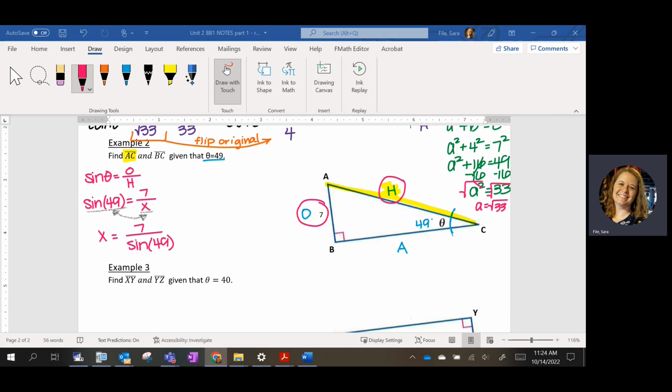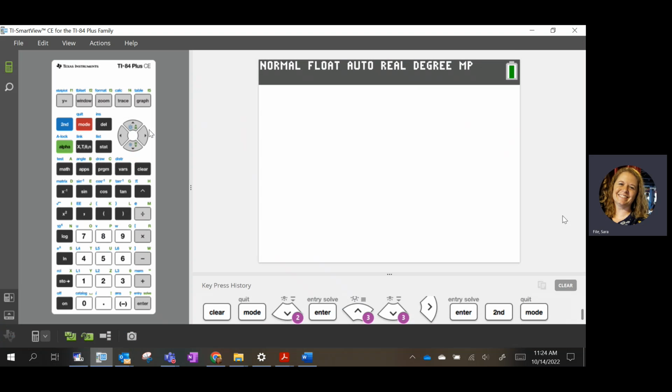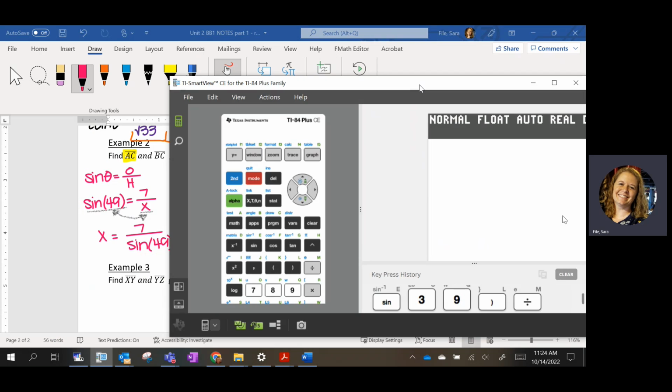Okay, so you can use Desmos or you can use a graphing calculator, or a lot of you have the TI graphing emulator on your phone as an app, the Calc 84 app. On that, if that's what you're using, you would go to mode and make sure you're in degree mode. So once you've made sure you're in the right mode, then we're ready to type this in.